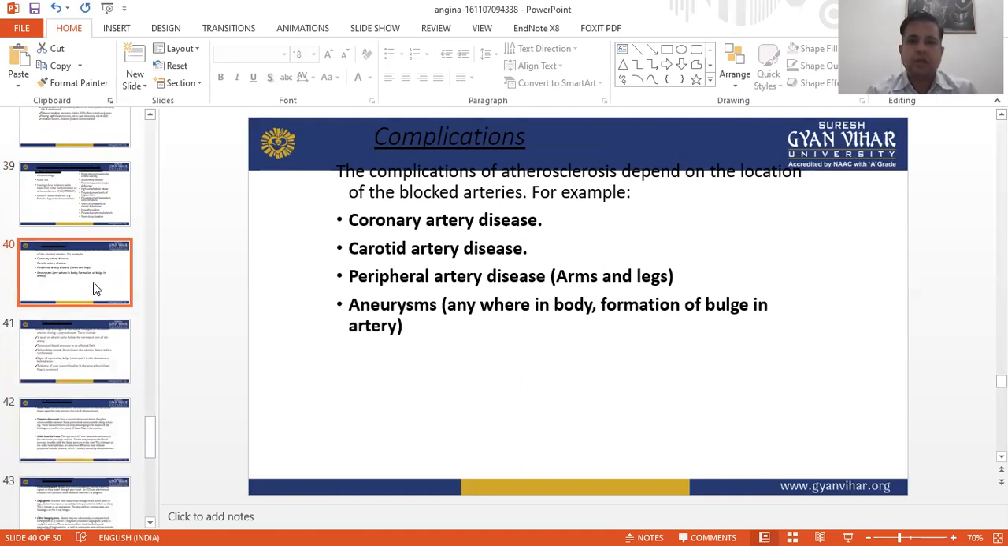Complications. The complications of atherosclerosis depend on the location of the blocked arteries. For example, coronary artery disease, carotid artery disease, peripheral artery disease, particularly in arms and legs, and aneurysms anywhere in the body, which is the formation of a bulge in arteries.